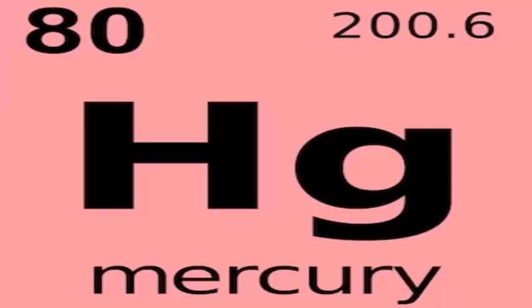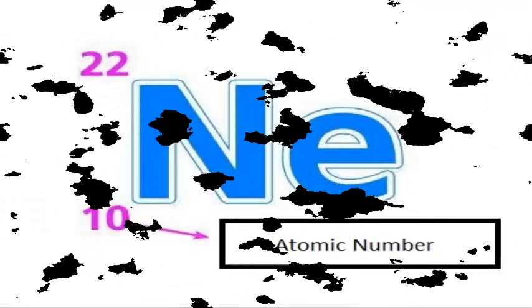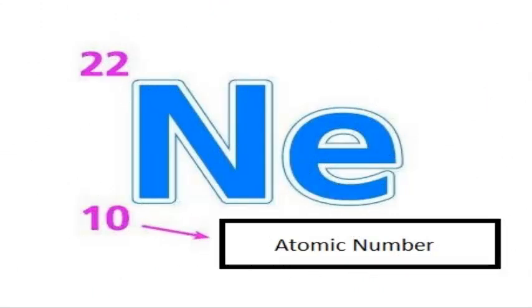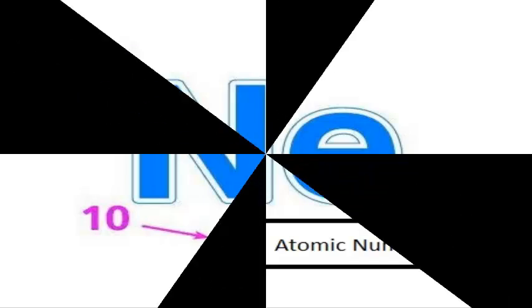The basic part of an element is an atom, which contains protons, neutrons, and electrons. All atoms of an element have the same number of protons. The atomic number is the amount of protons each element has, and it is represented by the letter Z.